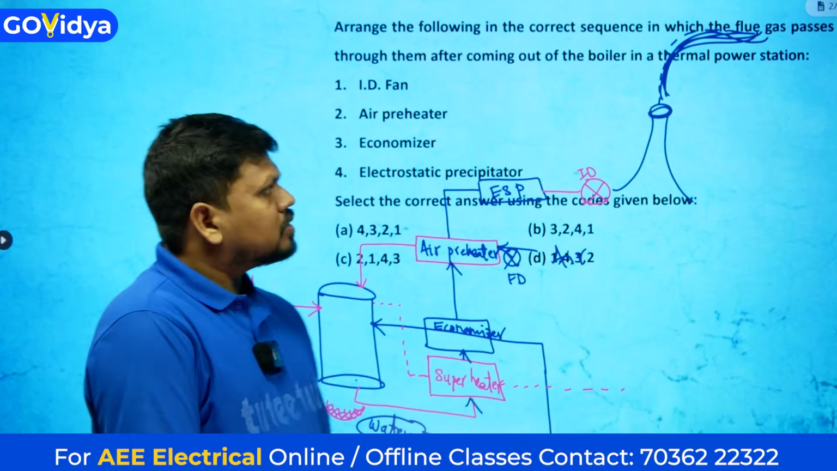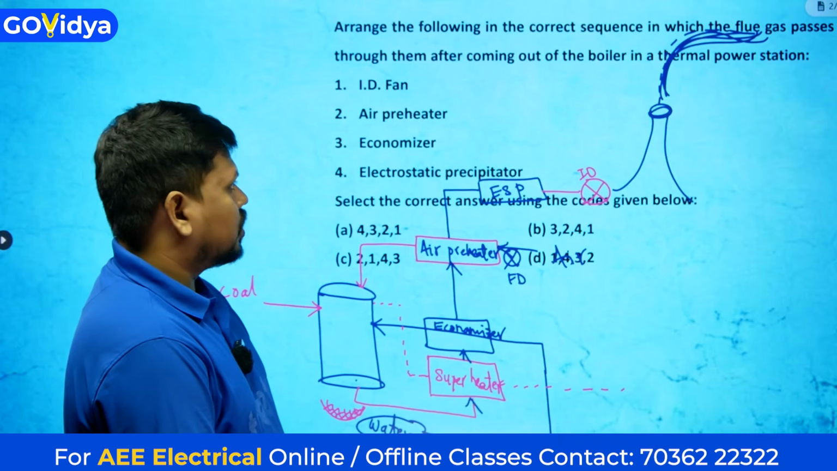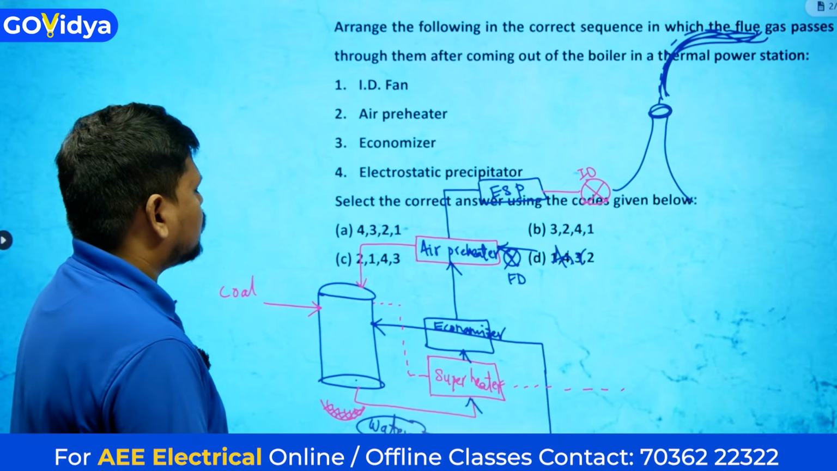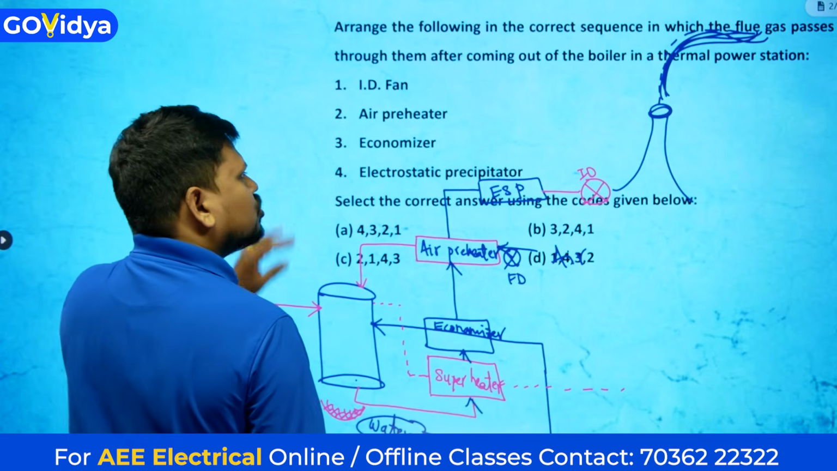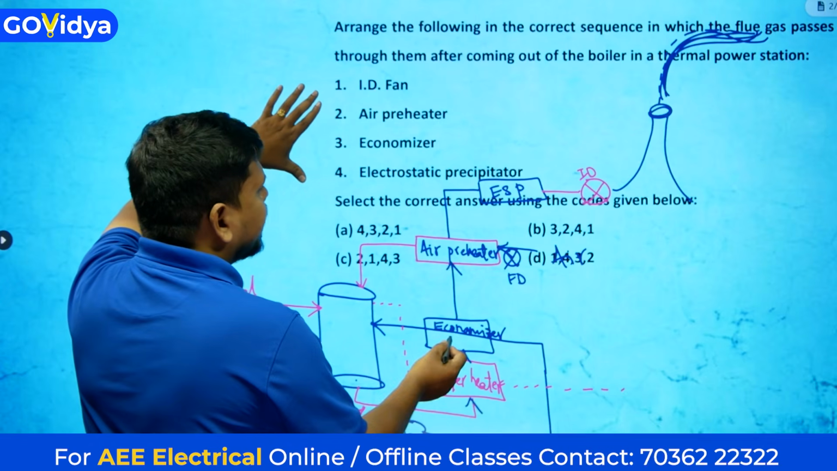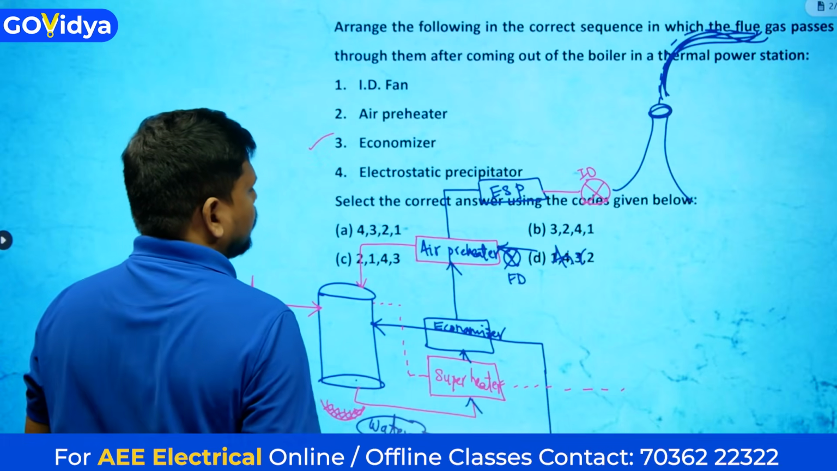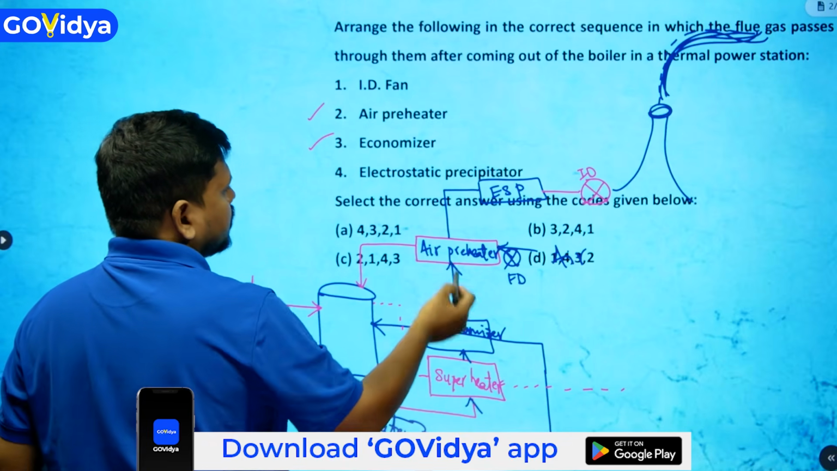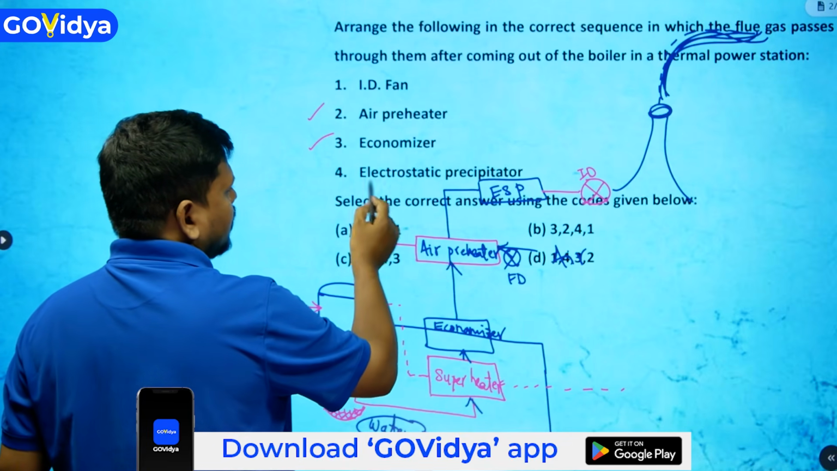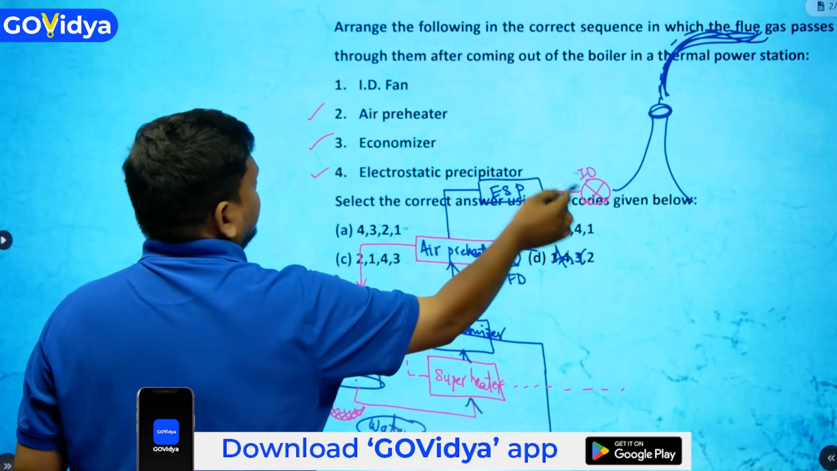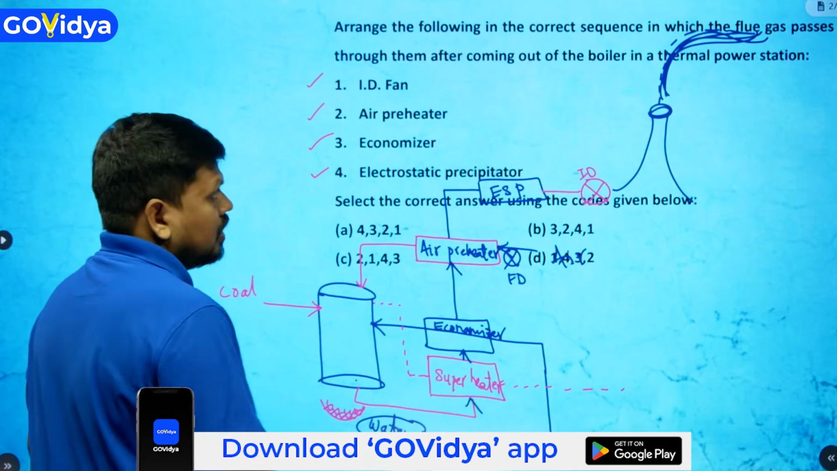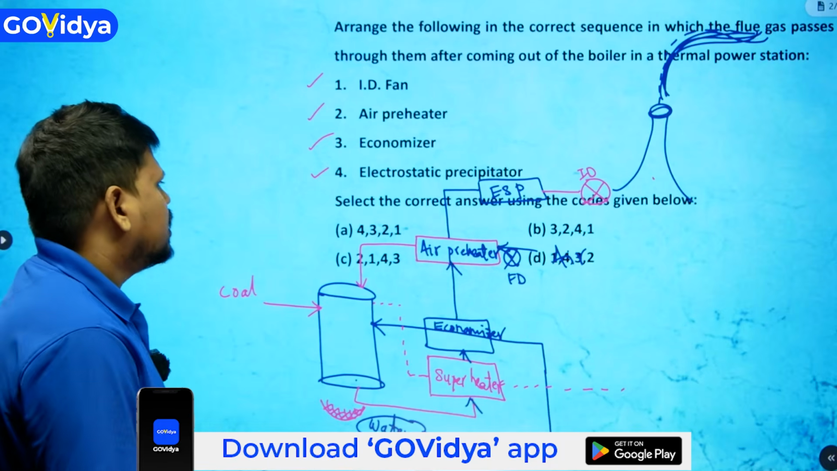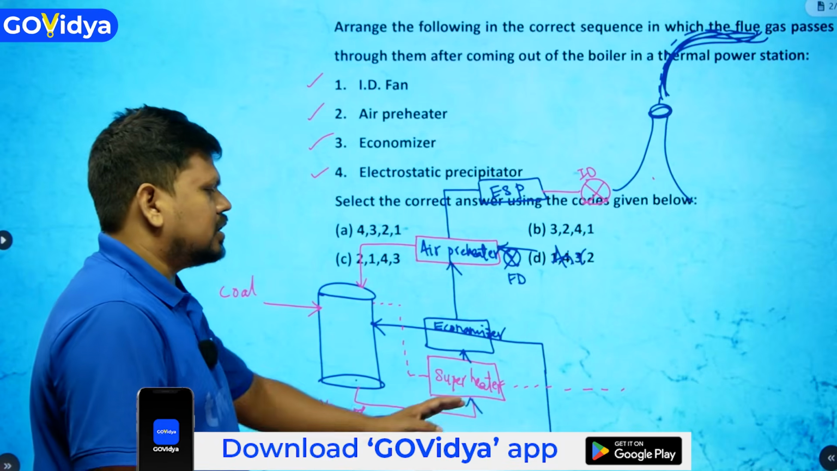Now what is the question they have asked? In which order the flue gases will flow. In all these things you observe, first the superheater is not there in this. Next the economizer is there, next the air preheater, next the electrostatic precipitator, then the ID fan, and then the chimney will be there. Here the chimney is not there in the options. Anyhow, we can get the whole sequence.